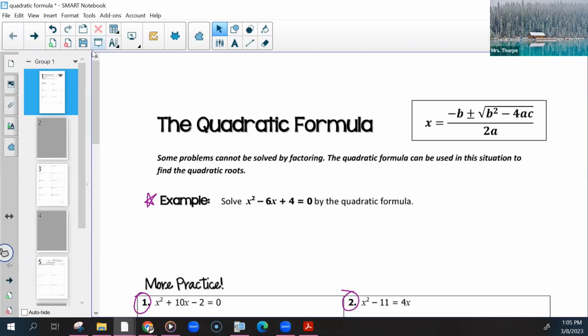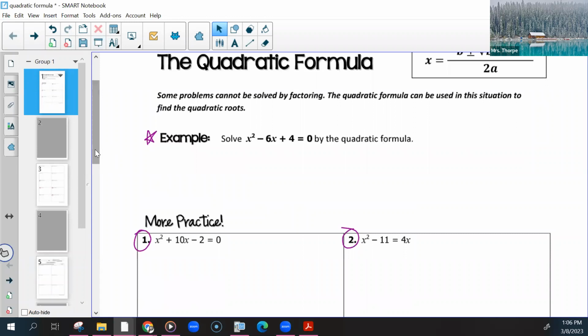Another method would be to solve by factoring, which we're not doing. We factored, but we're not solving by factoring. This would be what you would do if you couldn't factor. Should you memorize that? Not in this class, but in Algebra 2, you will. So it would be good practice to start memorizing it because you'll need it.